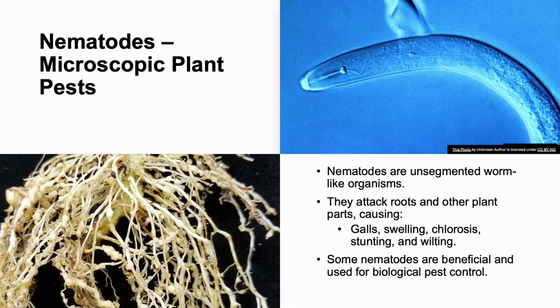Nematodes are microscopic, unsegmented worm-like organisms that attack plant roots and tissues. They can cause a range of symptoms, including galls, swelling, chlorosis, stunting, and wilting. Root-feeding nematodes disrupt the plant's ability to absorb water and nutrients, leading to long-term stress. However, not all nematodes are harmful. Some species are beneficial and are used as biological controls against soil-dwelling insect pests. Proper diagnosis is key to distinguishing between harmful and beneficial nematodes.